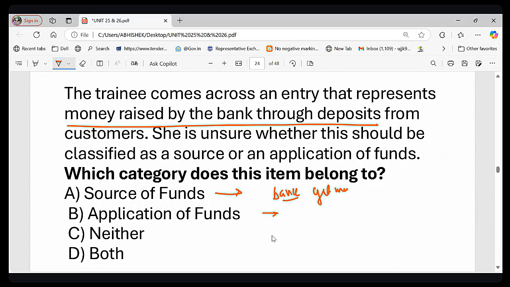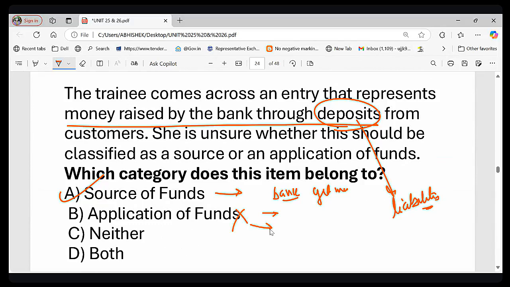So in this case, obviously deposit is the source of fund, right, because when customers deposit money into the bank, the bank receives the fund. And these deposits are categorized as liability on the bank balance sheet because the bank is obligated to repay them to the customer when demanded, right. So this deposit is a kind of liability, and then the bank uses this deposit to lend money, invest or manage liquidity.